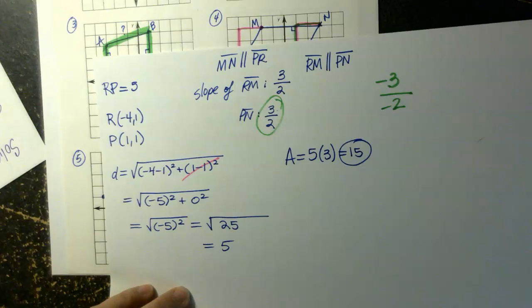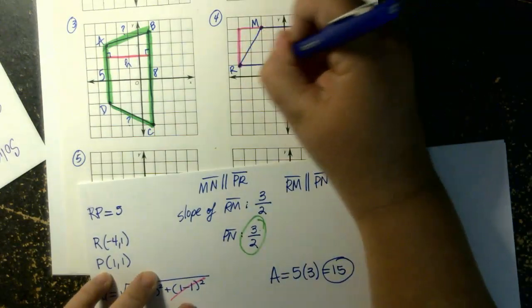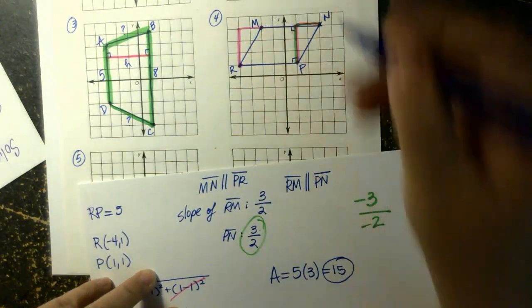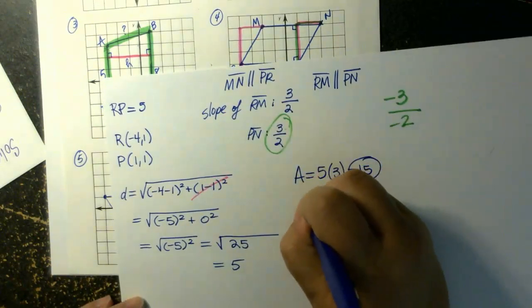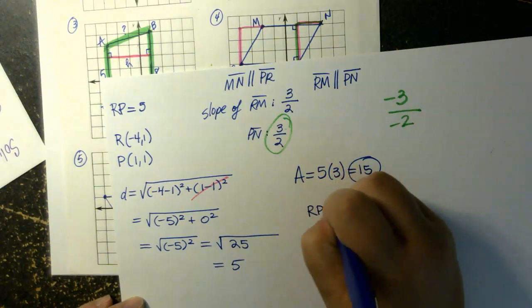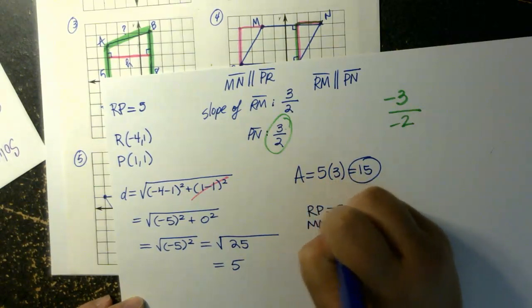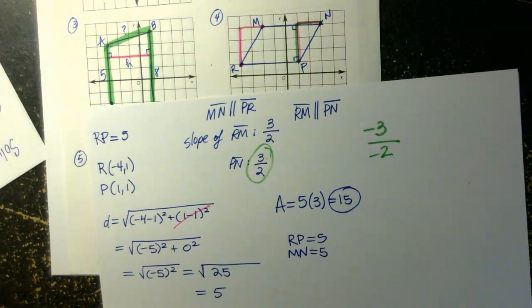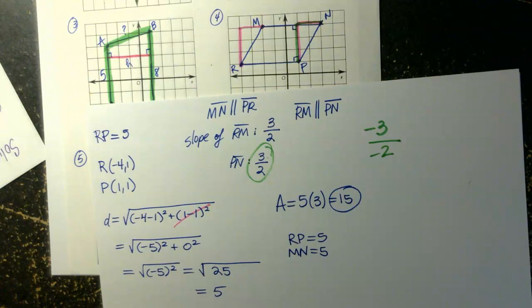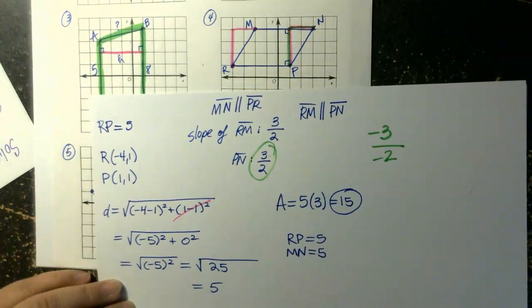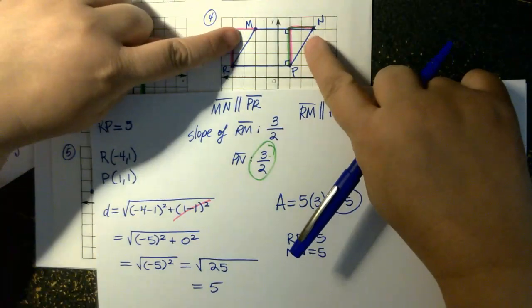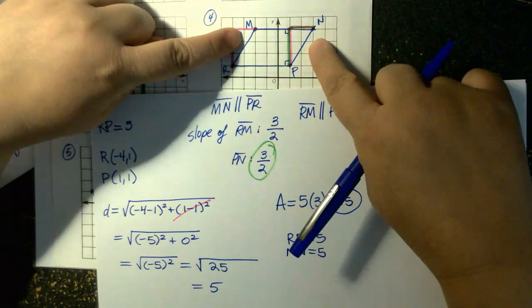Okay, perimeter. Well, I can count for RP. I can count for MN. So let's go ahead and say RP is 5, MN is 5. I need to find RM, and I need to find PN. It's a parallelogram, so actually I don't need to find those. Yeah, I do. I'm sorry. I lied. Going back and forth here. It's a parallelogram, so I know that opposite sides have the same length. So all I need to do is find one of them, really.